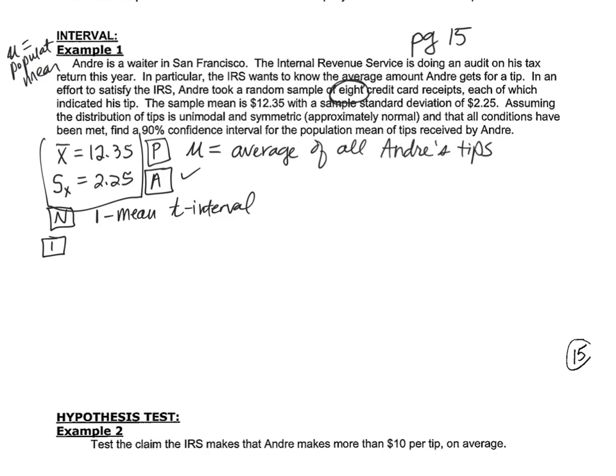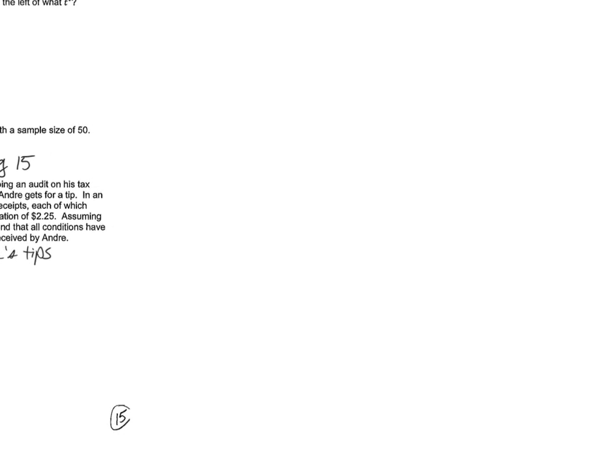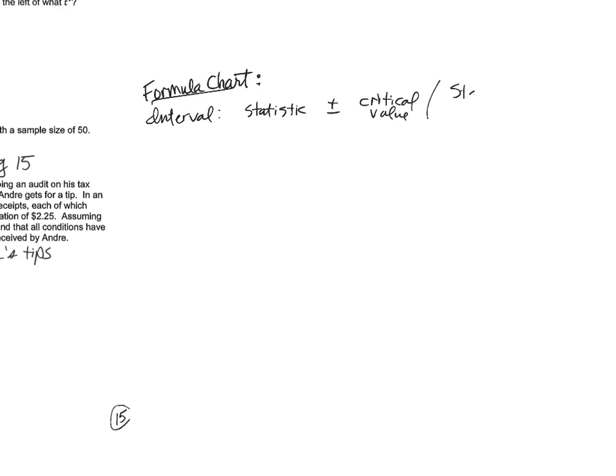And so I want to have a little discussion with you about this situation, about making this interval. I'm going to use some blank paper over here. The discussion comes from this. On your formula chart, there's a generic thing that is written out for intervals. And it says that an interval is a statistic plus or minus your critical value times the standard deviation of your statistic.